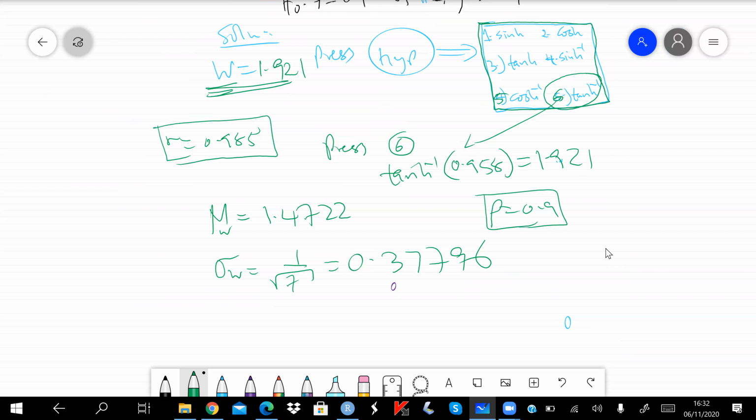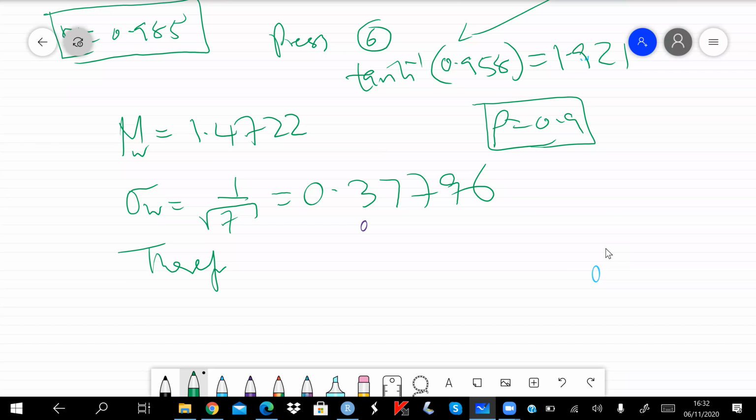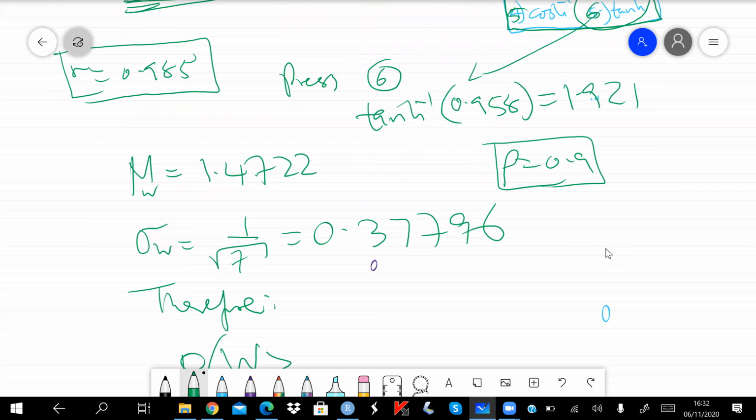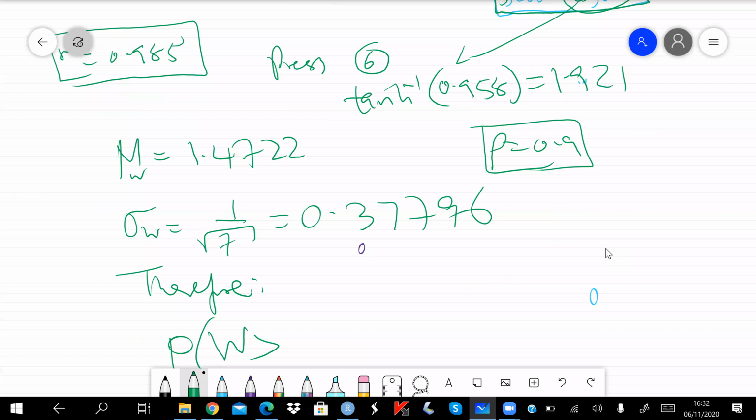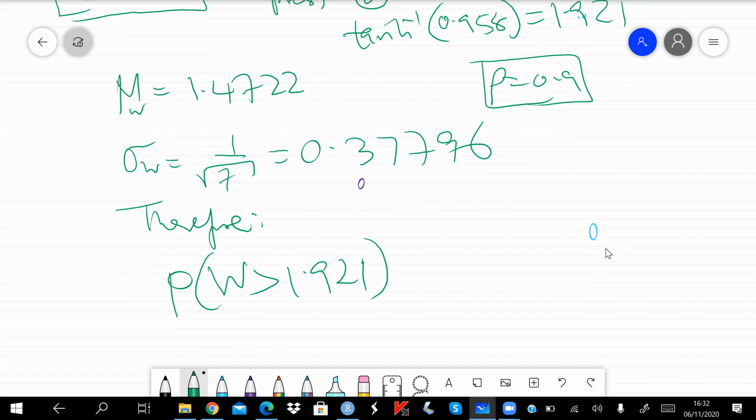Okay, so from there, now we proceed. So therefore, the probability that W is bigger than 1.921, we're looking for that probability. That statement is dictated by the alternative hypothesis that we are testing. So from there we can use the standardized value of W.